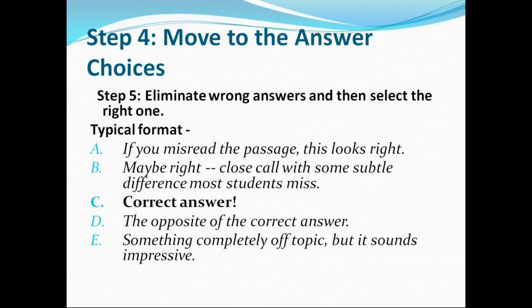B may be right. It's very close with some very subtle, small differences that most students will miss. C is the correct answer, D is the opposite, and E is something completely off topic. And that's the typical format there of the answer choices, which you may already recognize. And then normally you'll narrow them down to B and C, and you're not sure which one it is because they're both quite close. But one is obviously the closest, and that's the one you've got to go with.